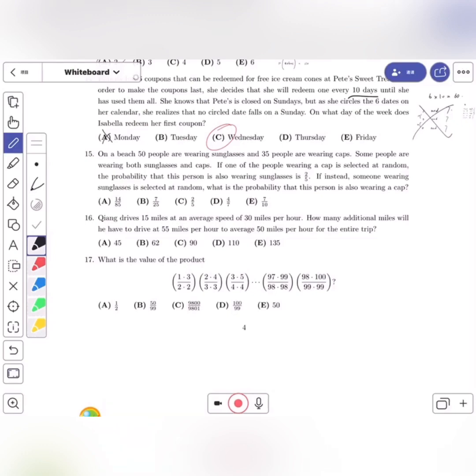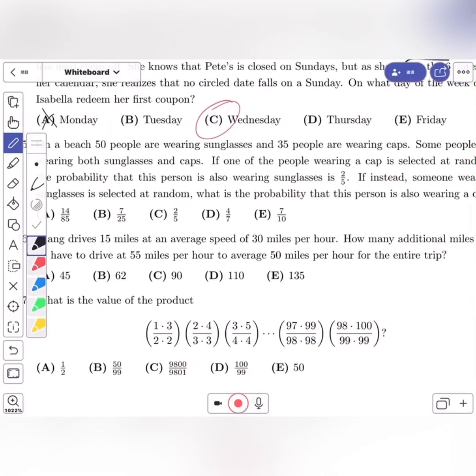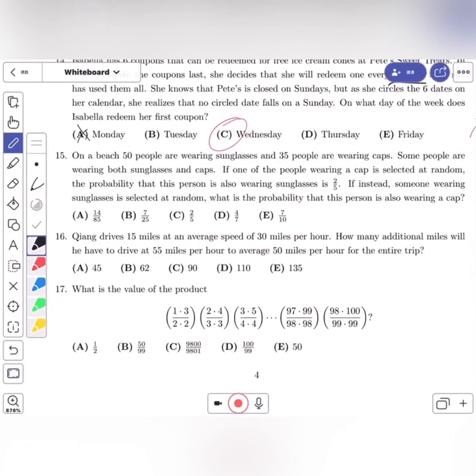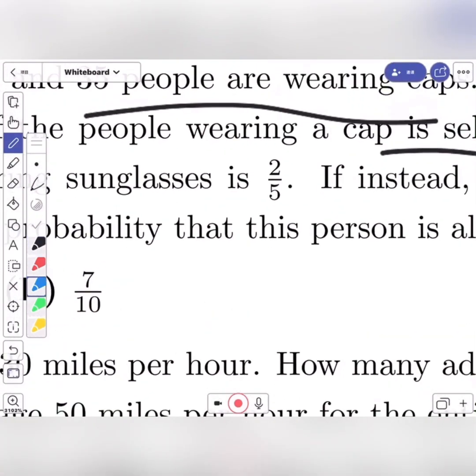Okay, let's take a look at this problem. You have 50 people wearing sunglasses and 35 people wearing caps, and some people are wearing both. If one of the people wearing a cap, which is out of 35, is selected at random, then the probability that this person is also wearing sunglasses is 2/5. So therefore we have 14 people that wear both sunglasses and a cap.